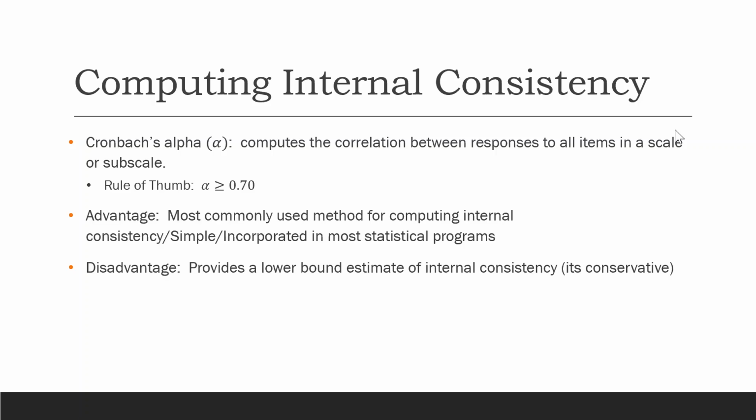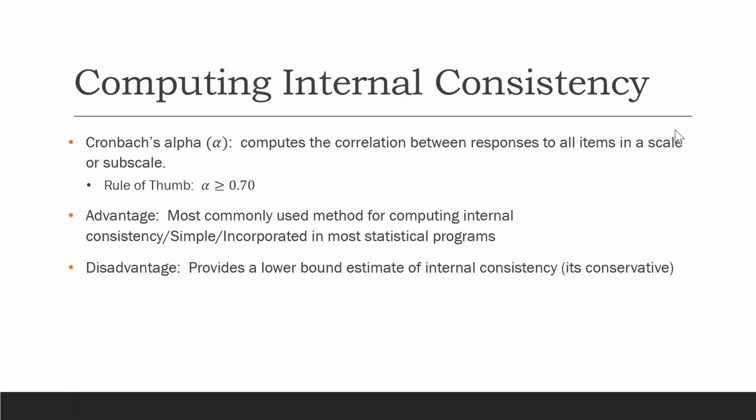Now, the advantage of using Cronbach's alpha: it is not the only method used for internal consistency, but it is the most commonly used method, because it is based on correlations, and correlations are considered to be simple. Cronbach's alpha is also incorporated in most statistical software programs. So you'll see a lot in the literature that when people report internal consistency estimates, they report Cronbach's alpha.